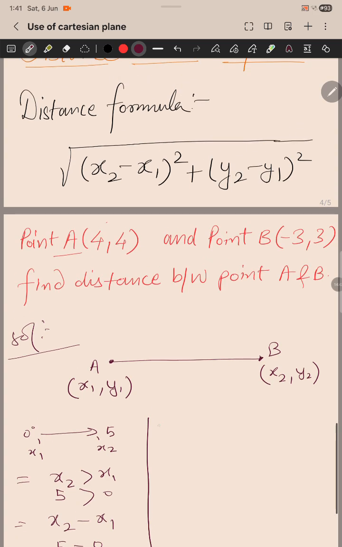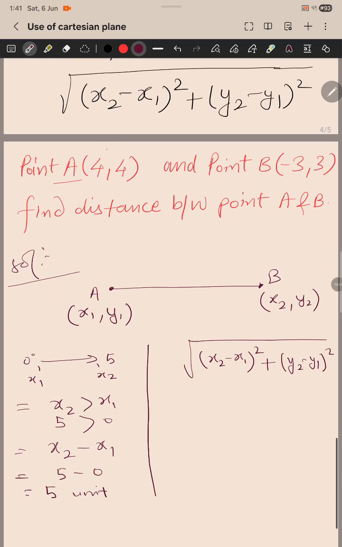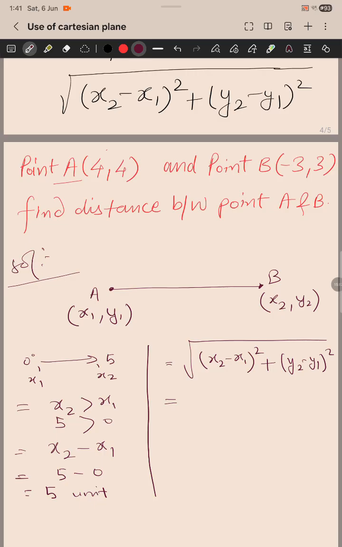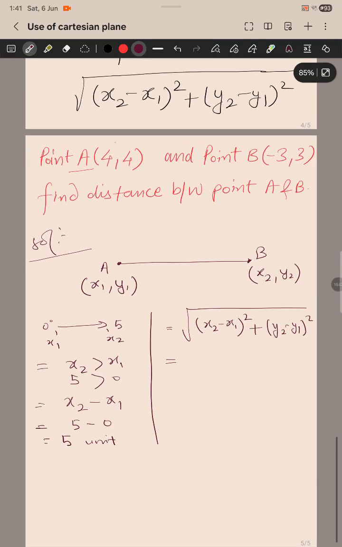The formula is simple, the distance formula is simple. Under root, (x2 minus x1) whole square plus (y2 minus y1) whole square. Okay, I am not deriving the formula because you have to solve the questions and complete your syllabus fast, since we are too late. Our exam is not going to ask you for the derivation, I think so. If you want to know the derivation, tell me, I will explain it for you.